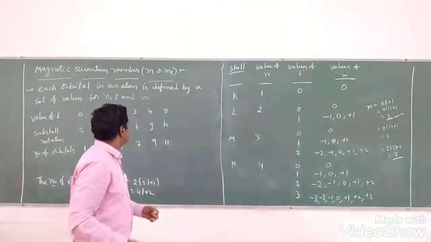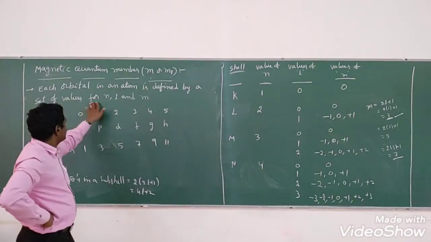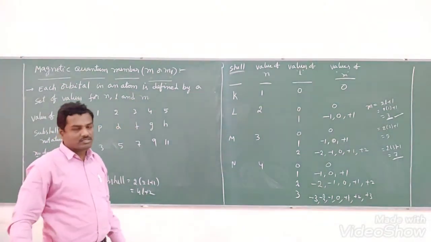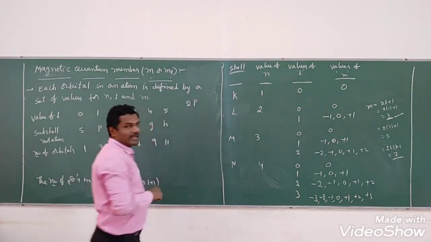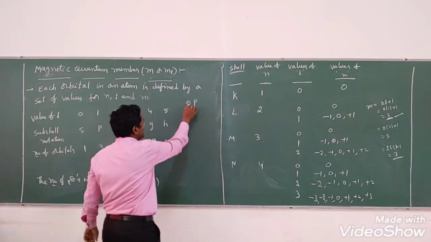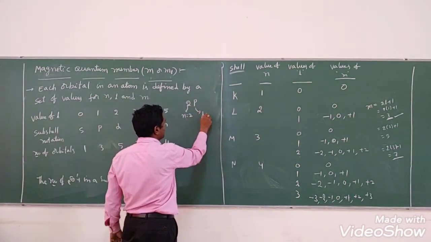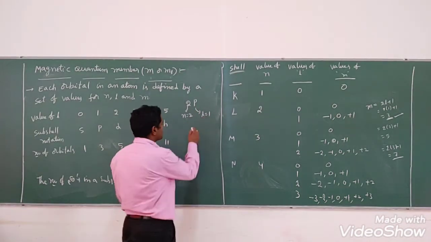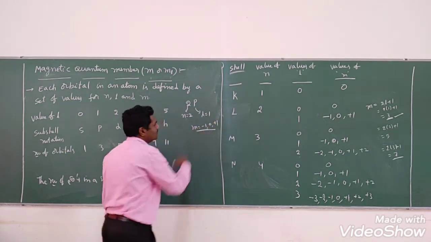Let us see, students, what I have given to you here. Each orbital in an atom is defined by a set of values of n, L, m, right? These are called quantum numbers. We know that already. Suppose we take the 2p orbital, we can say all 3 values using this 2p. What does 2 indicate, students? n. So n equals 2. For the p subshell, what is the L value? L equals 1. L equals 0 means s, and p means 1. If L equals 1, what are the possible m values? Minus 1, 0, plus 1.